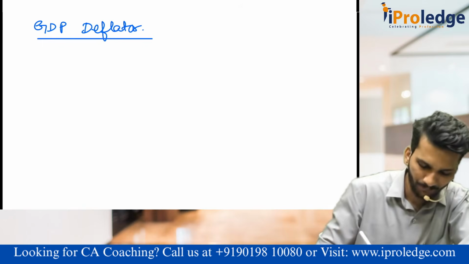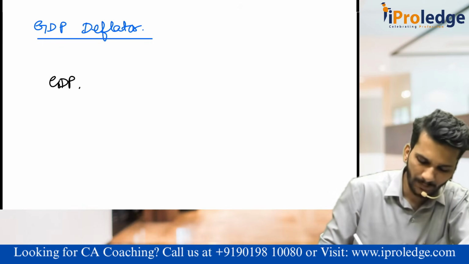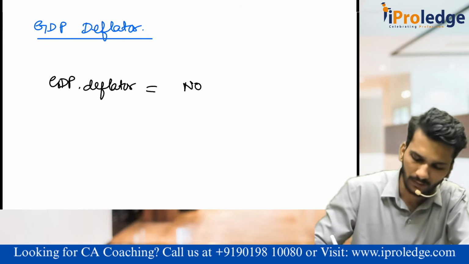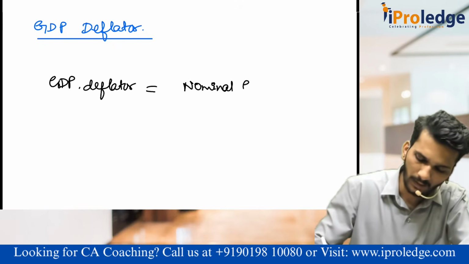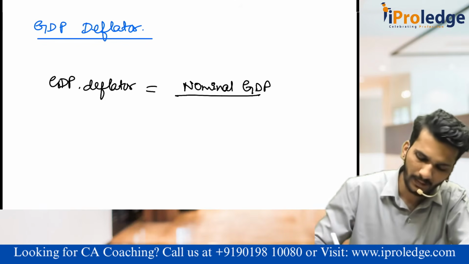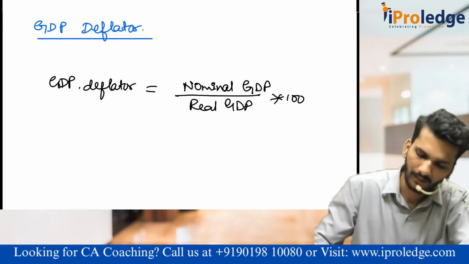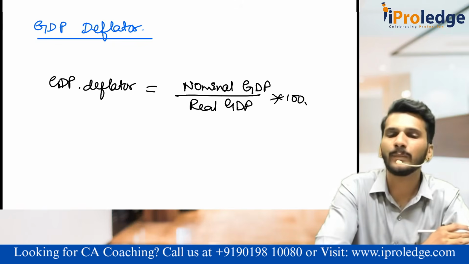Sir, what is that? GDP deflator is equal to nominal GDP divided by real GDP multiplied by 100. This is the formula for GDP deflator.